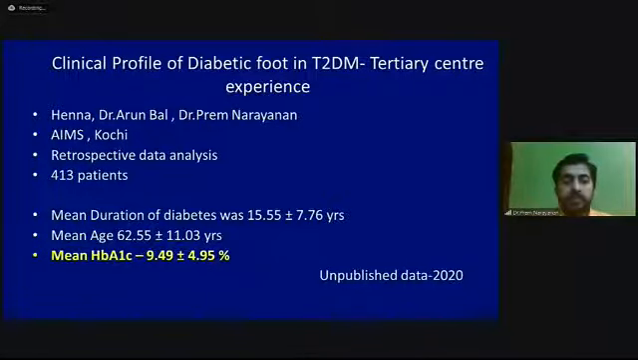So just briefly about some of the clinical profiles. This is from the data from Amrita: the clinical profile of diabetic foot in type 2 diabetes mellitus, a tertiary center experience. It was data collected from one of our BSc diabetes students. We analyzed around 413 patients, and the mean duration of diabetes was around 15.5 ± 7 years. Mean age was around 63 years, and the mean A1C was 9.49 ± around 5%. So it is unpublished data.